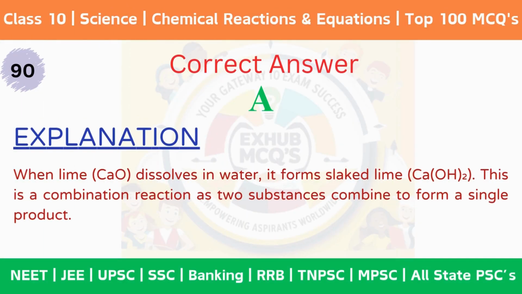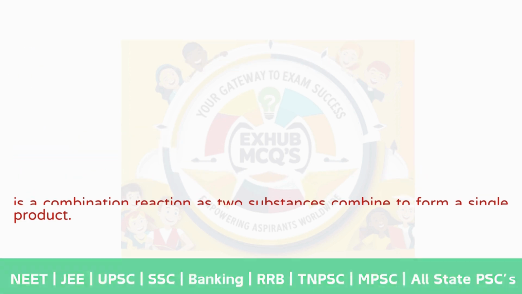The correct answer is option A, combination reaction. Explanation: when lime, calcium oxide, dissolves in water, it forms slaked lime, calcium hydroxide. This is a combination reaction, as two reactants combine to form one product.